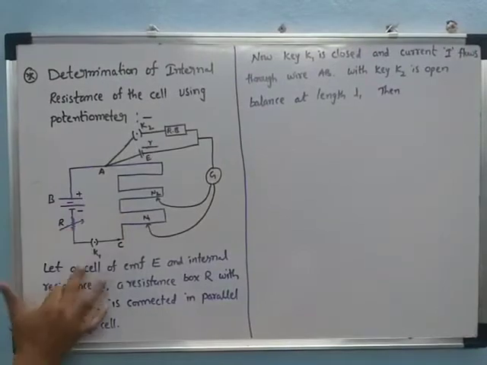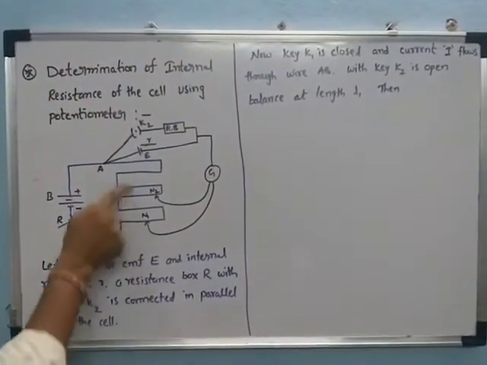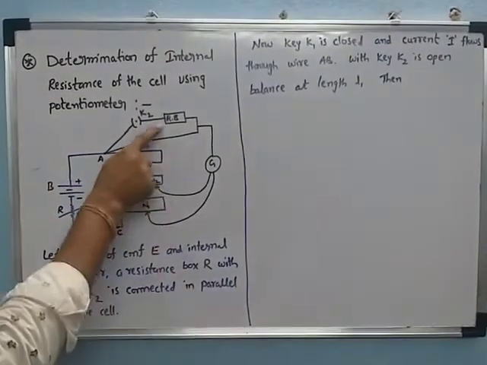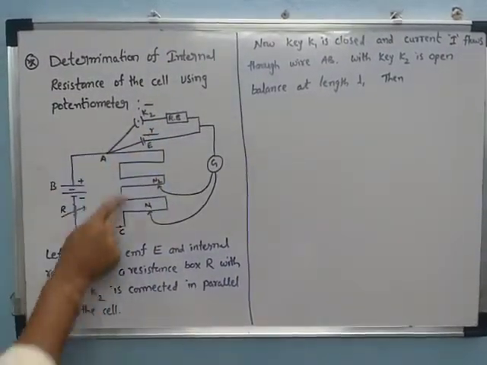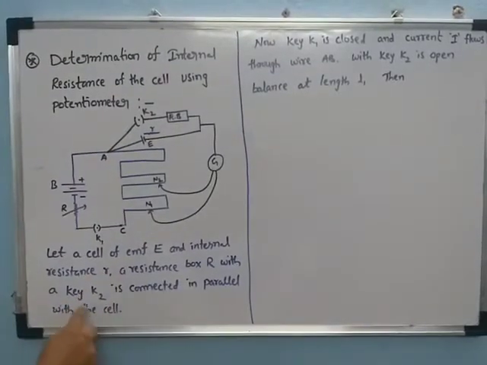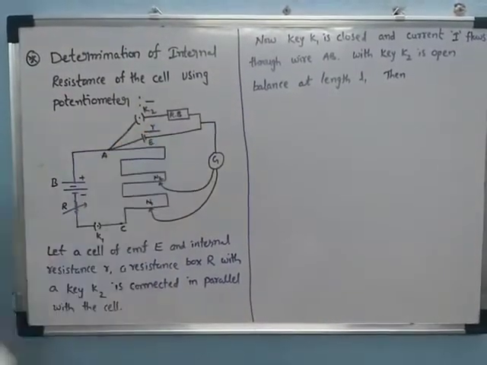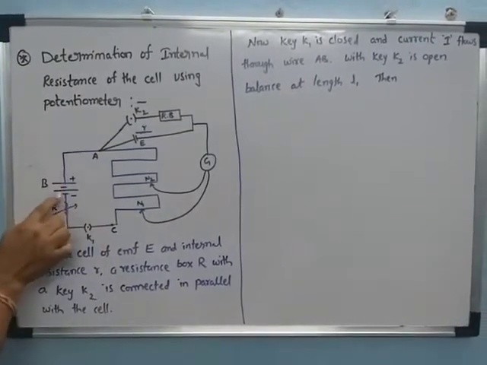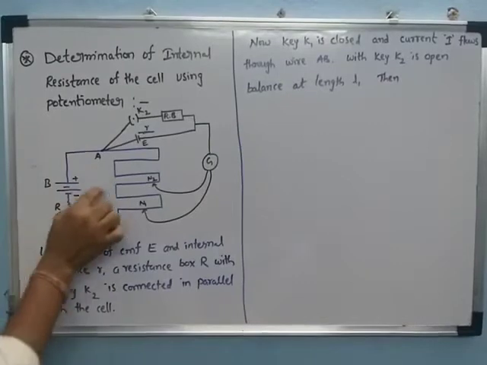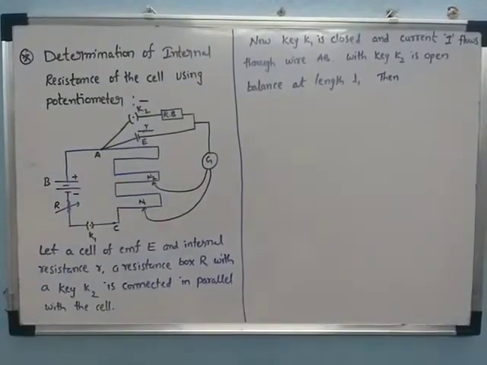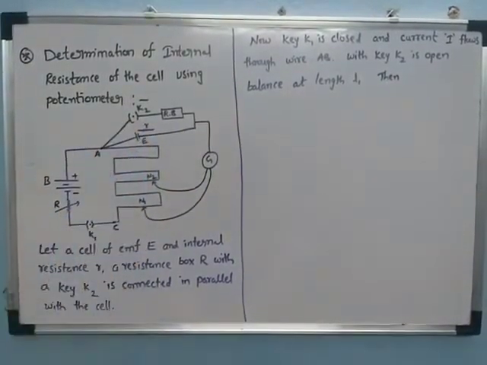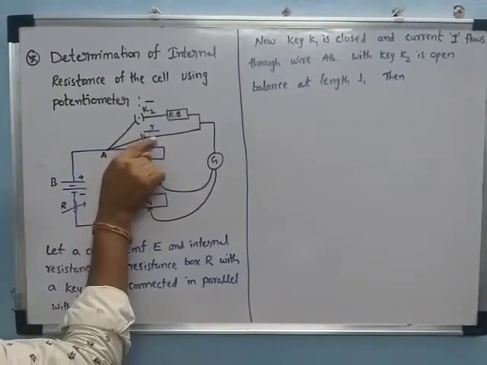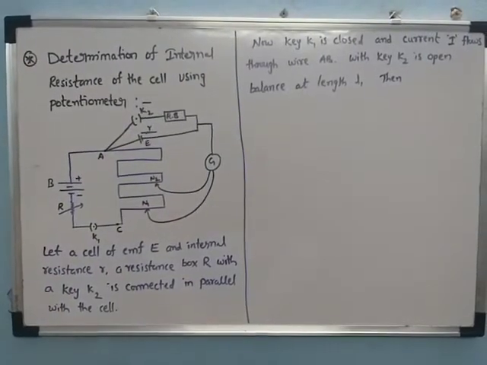So this is the circuit diagram. Once again we explain: let a cell of EMF E have internal resistance small r. A resistance box capital R with key K2 is connected in parallel with the cell. Now K1 is closed and current is drawn through the wire AB when K2 is open, that is, from the cell of EMF E.